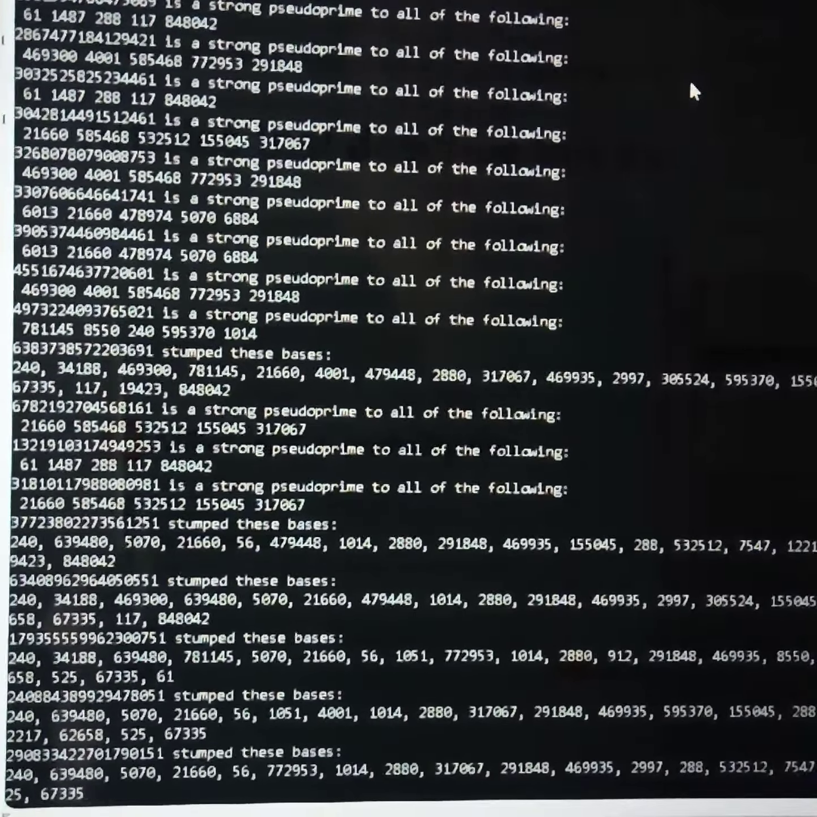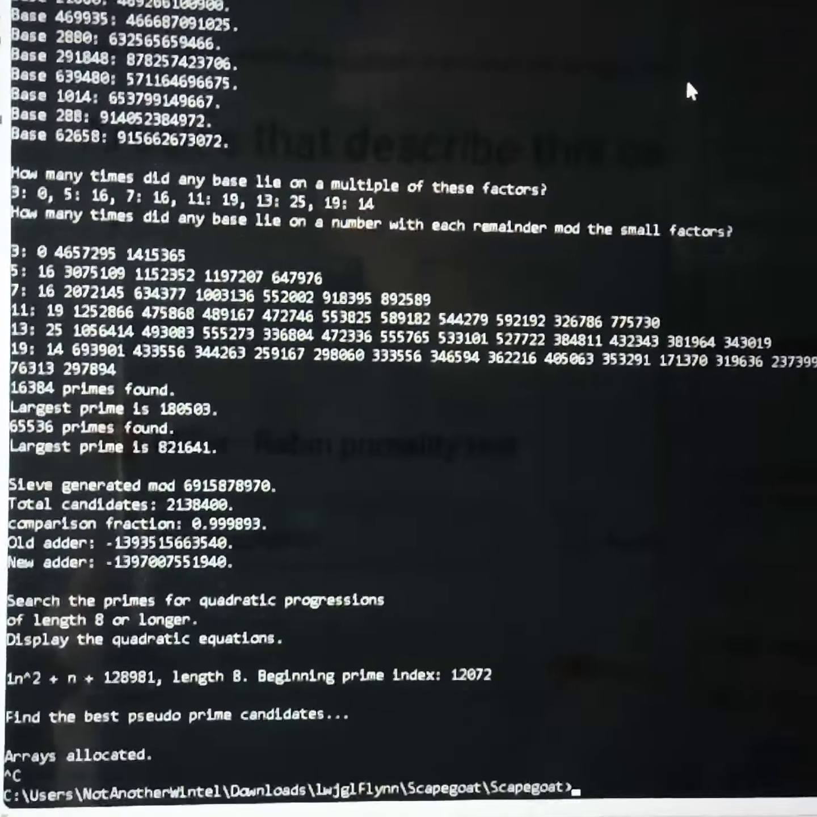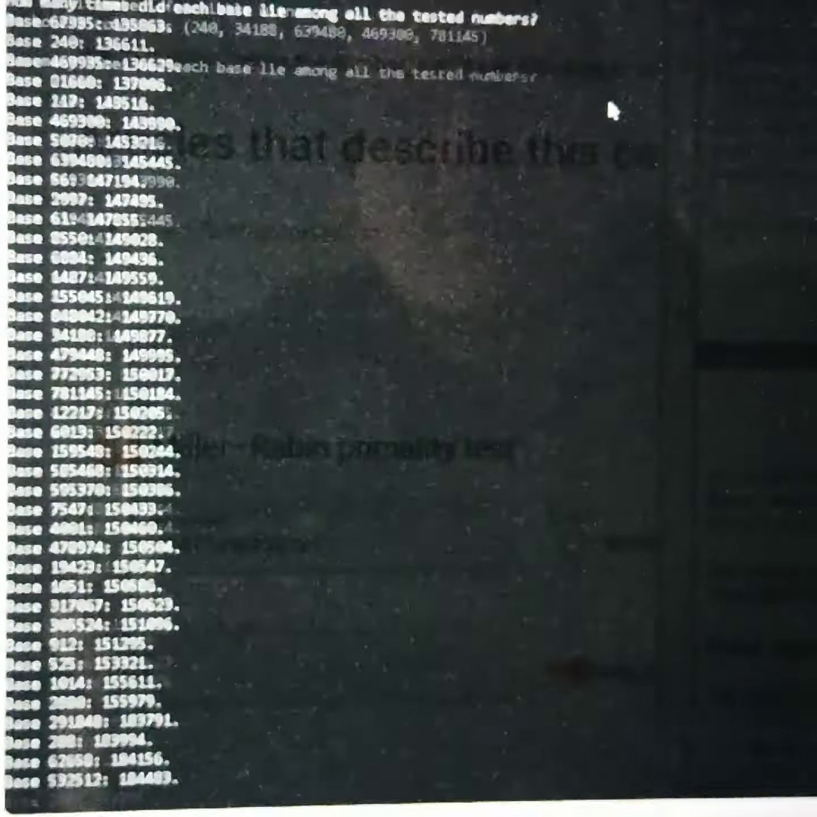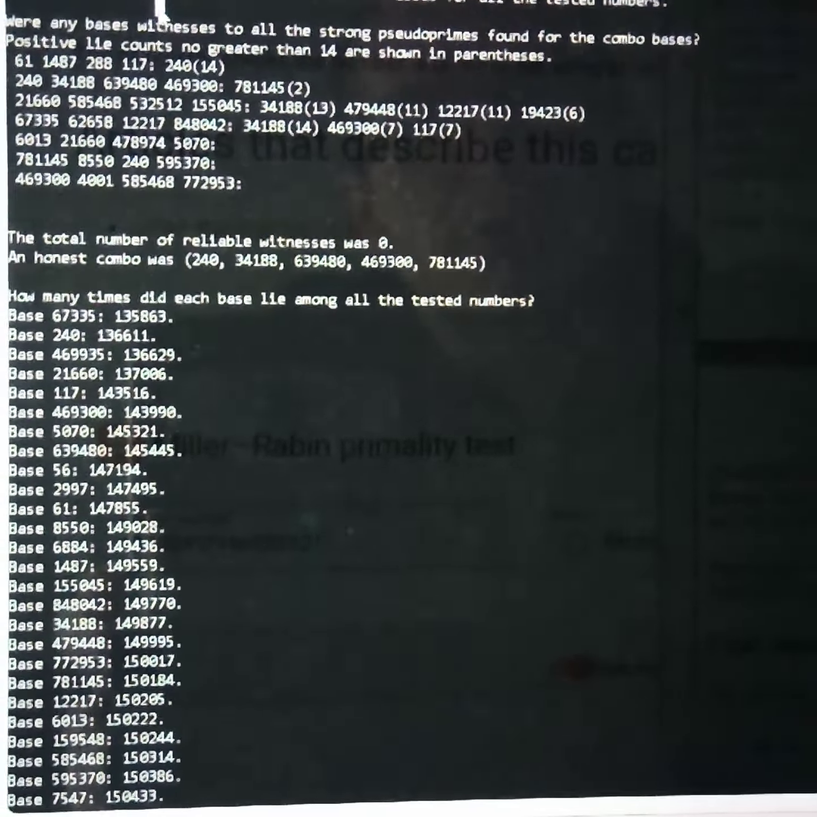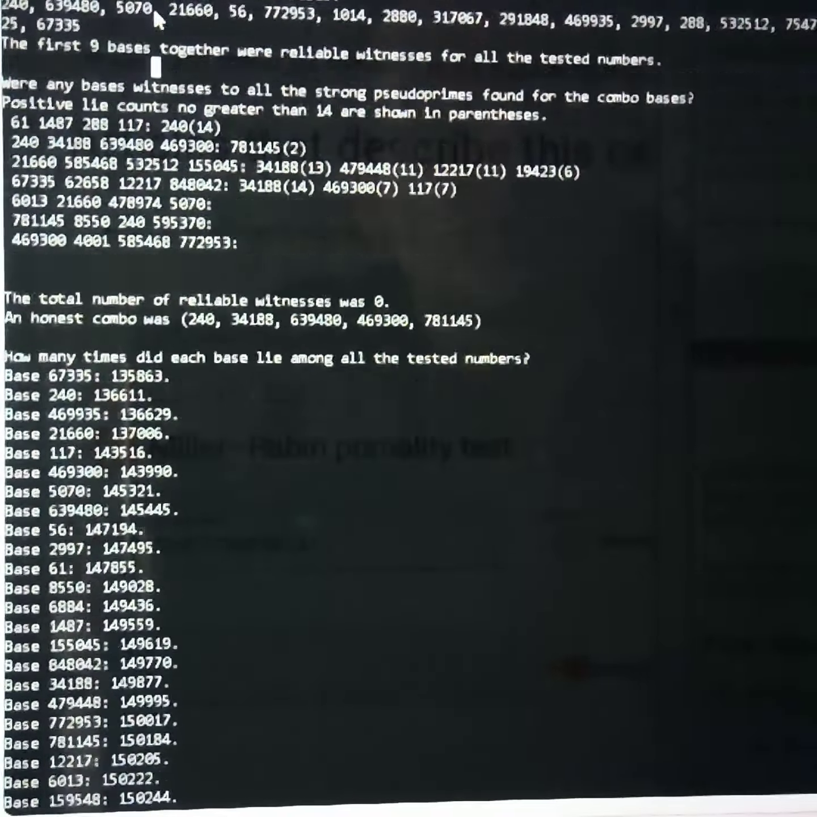Now it really should be almost done. Here it goes. So, yeah, we saw the log of when the first 8 bases got fooled. So among the first nine bases, no composite number was known to pass.